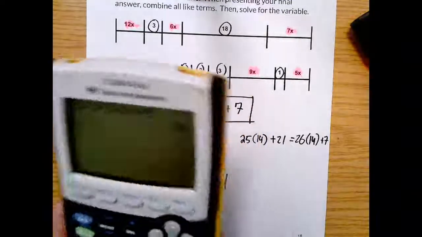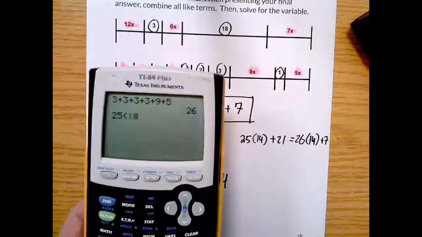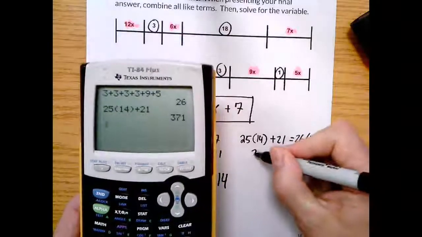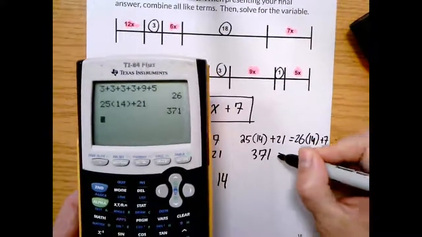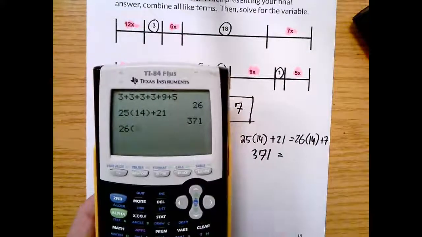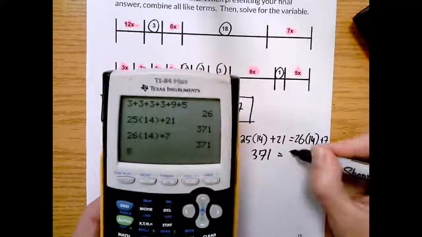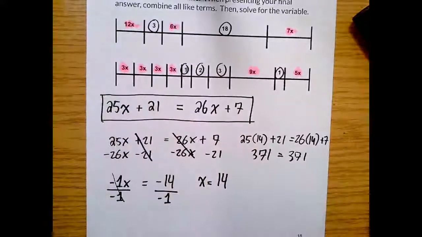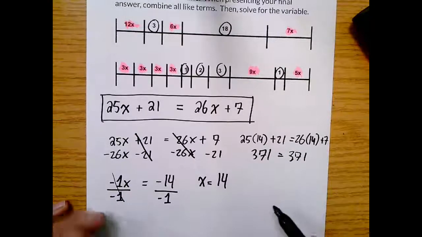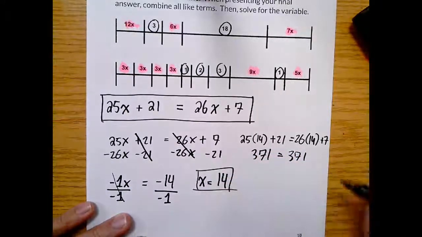We can just use our calculator. 25 multiplied by 14 plus 21 gives us 371. And 26 times 14 plus 7 is also 371. All right, good news day. Take a look. It says here 371 is 371. Well, is 371 371? Yeah, it is. Those are, in fact, the same thing. We just proved it. Good job. So that means this 14 is the value of our variable.